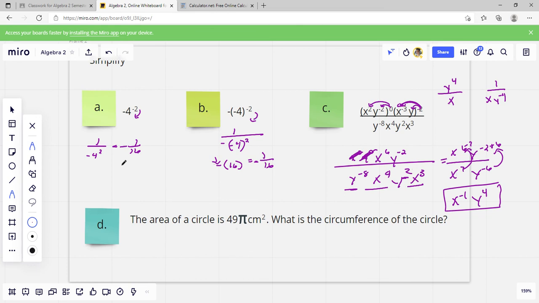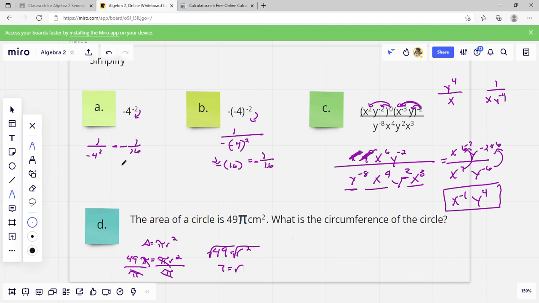Alright, last one. The area of a circle is 49 pi centimeters. So area equals pi r squared. So we got 49 pi equals pi r squared. We're trying to find the circumference. First, we got to divide by pi on both sides. That's going to cancel all those pi's out, and we're going to get 49 equals r squared. Find the square root of that, and find the square root of that. Square root of 49 is 7. So our radius is 7.